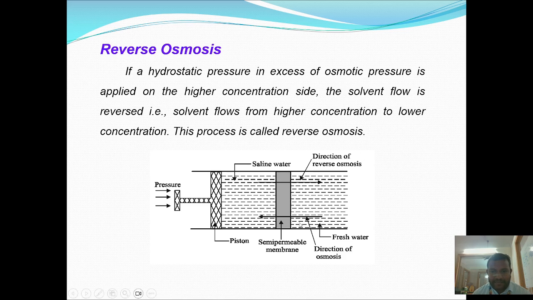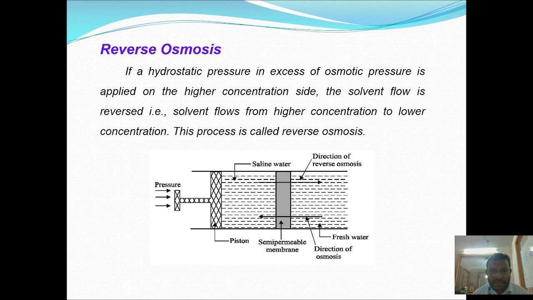like this. This process is called osmosis, and it takes place naturally due to osmotic pressure. But there is no use of it. The pure water is mixed with the saline water. So here there is no use. That's why we go for reverse osmosis.